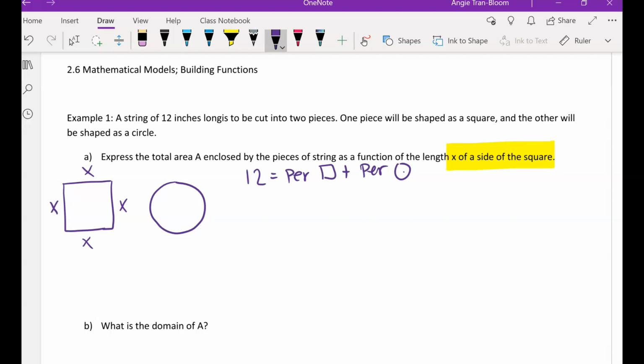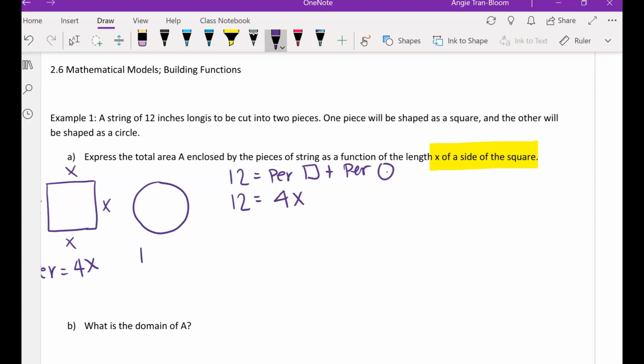Do we know the formula for the perimeter of the square? What is it? 4x, right? So perimeter of the square, would you agree, is 4x? Do we know the perimeter of the circle? It's 2 pi r. Perimeter of a circle equals 2 pi r. Would you guys agree with that?